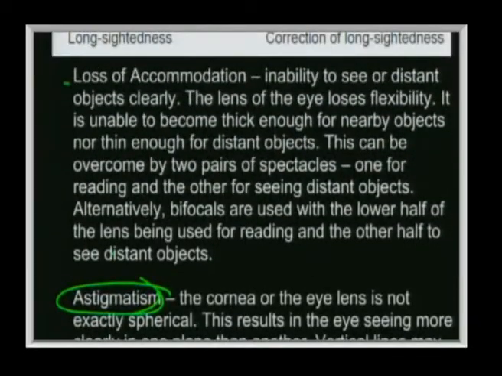The last one is loss of accommodation. Now, this is generally the one that our grandmothers and grandfathers, moms and dads suffer from. As we get older, the muscle in the eye starts to relax, and the muscle, through years of usage, does not stretch as well, and it doesn't contract as well anymore.